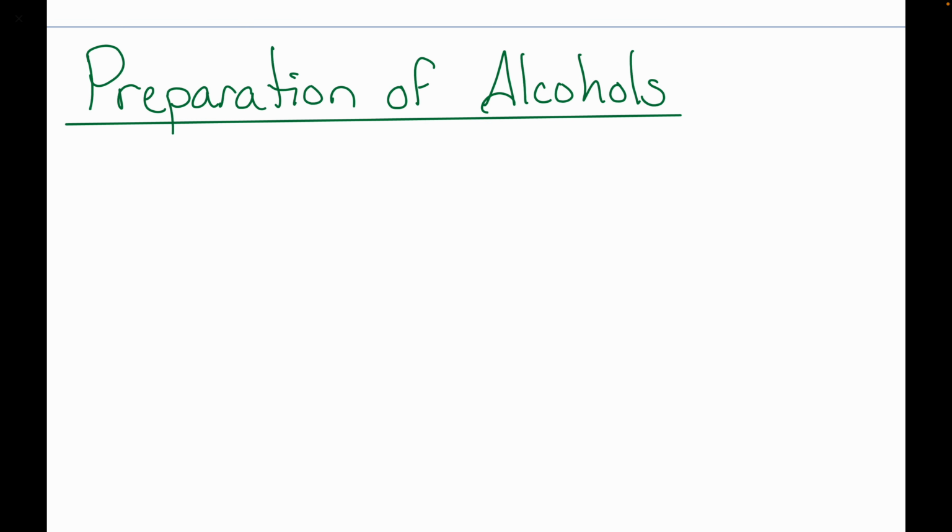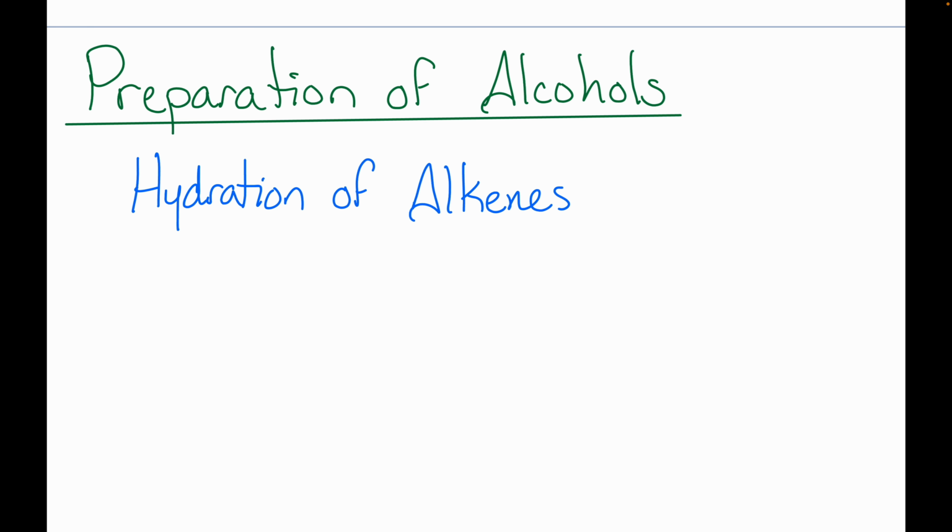Okay, so preparation of alcohols. The first place we're going to start is actually reviewing reactions that we covered last semester. These are our hydration of alkenes. What we learned last semester was that there are various hydration reactions that add a water molecule. They add a hydrogen to one side and an OH group, that hydroxyl group, to the other side of our alkene.